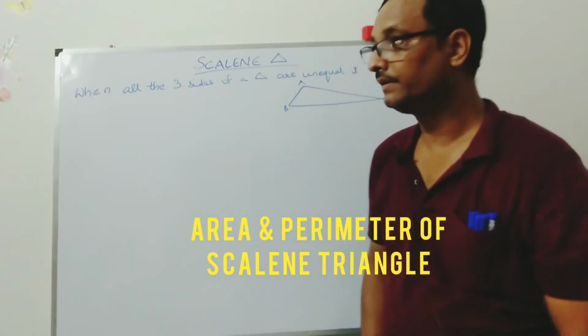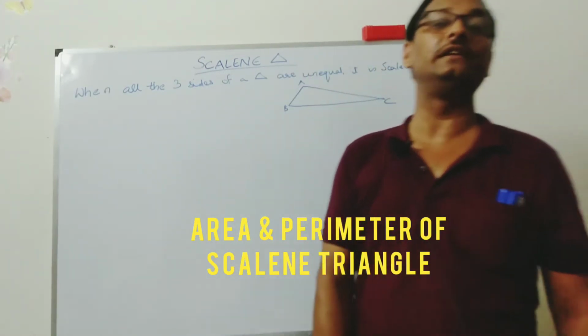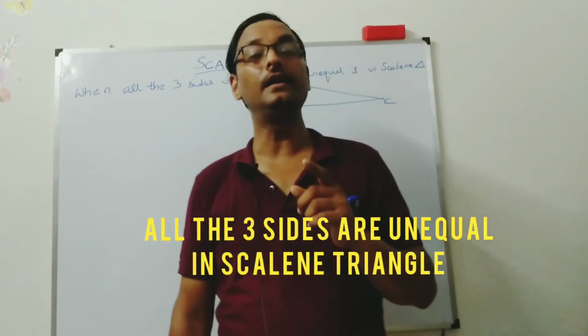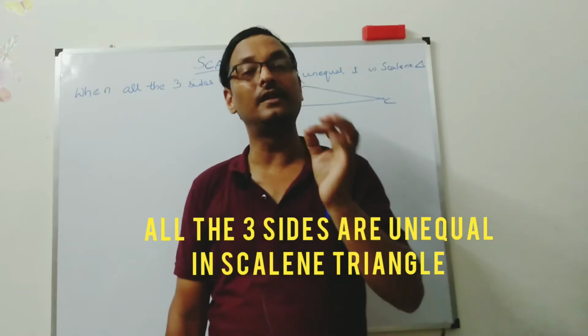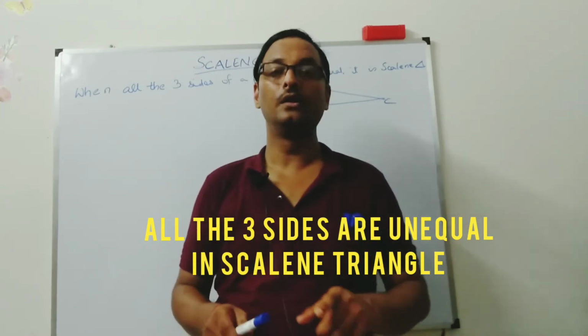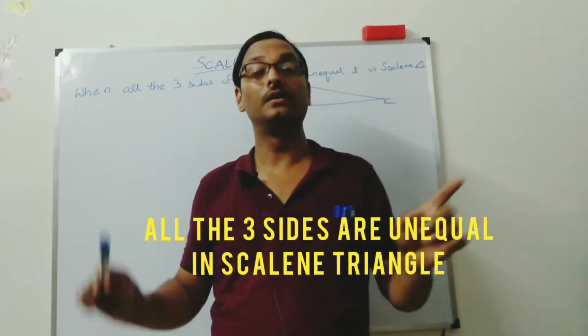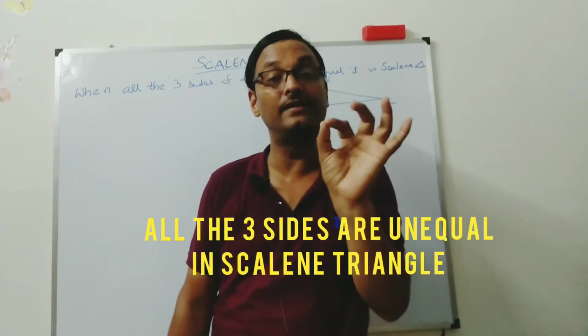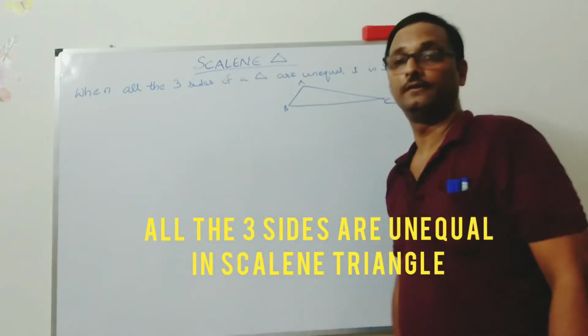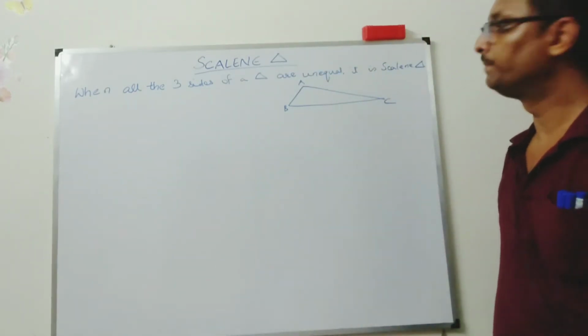Hello students, in this video we will be discussing the scalene triangle. What do you mean by a scalene triangle? A scalene triangle is nothing but a triangle in which all the sides are unequal. If in a triangle all the sides are not equal, that is a scalene triangle. Look at this shape.